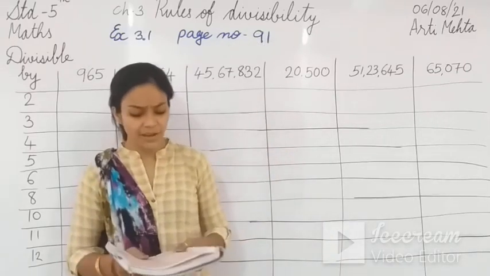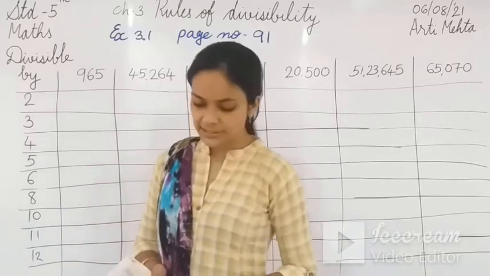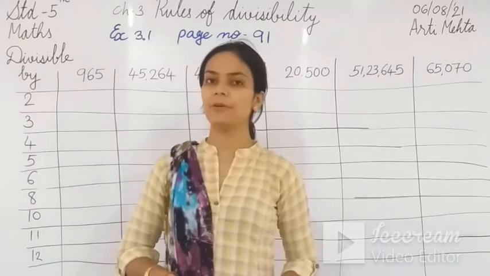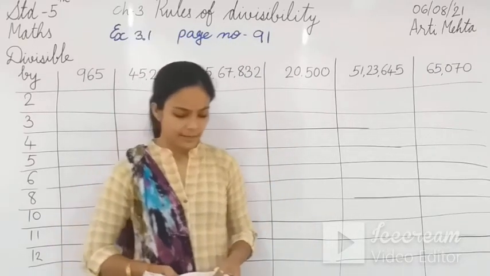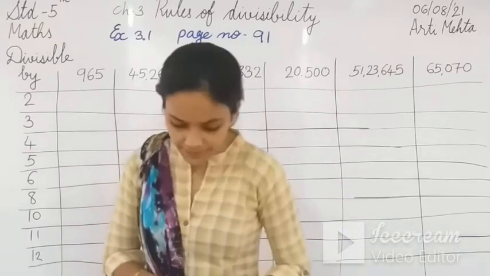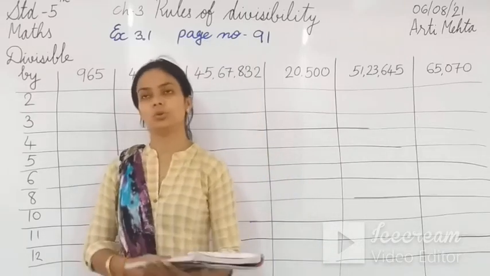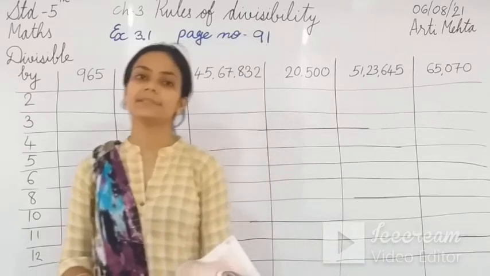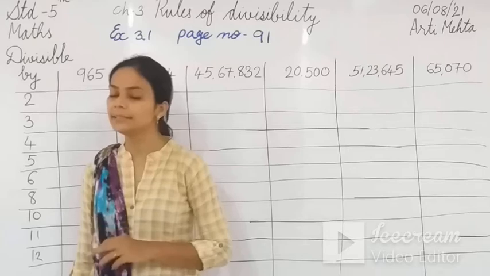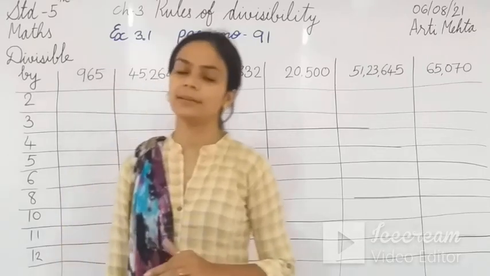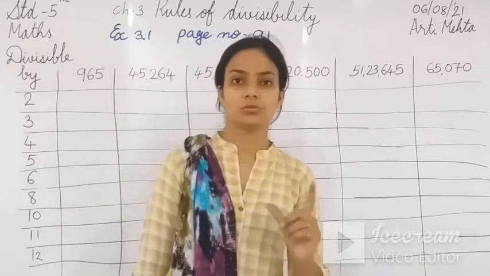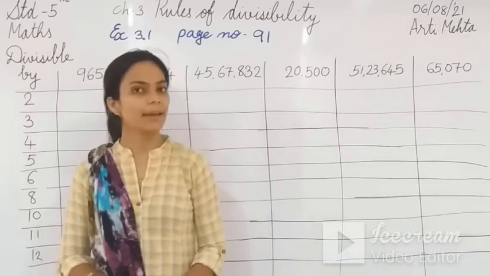Divisibility by 5: a number is divisible by 5 if the digit in the ones place is 0 or 5. If the ones place has 0 or 5, then it is divisible by 5. Divisibility by 6: a number is divisible by 6 if it is divisible by both 2 and 3, which means the ones place is even and the sum of the digits is divisible by 3. If the number is divisible by both 2 and 3, then it is divisible by 6.